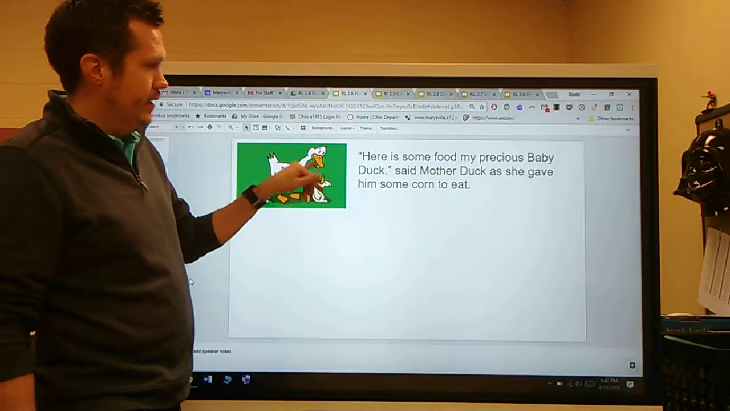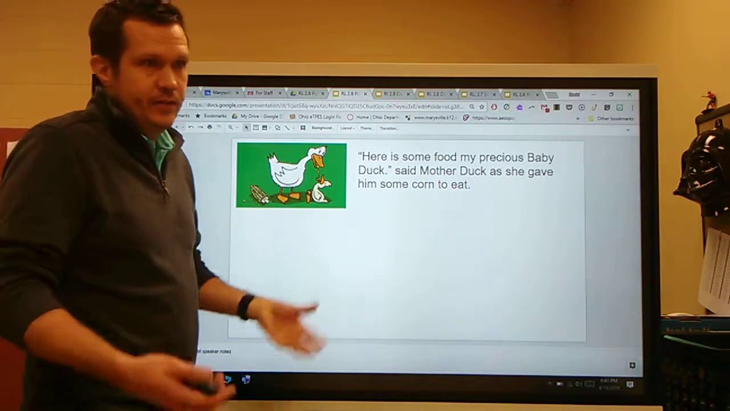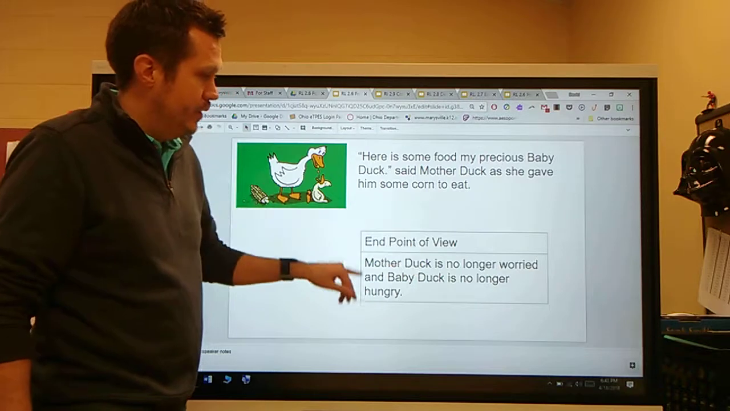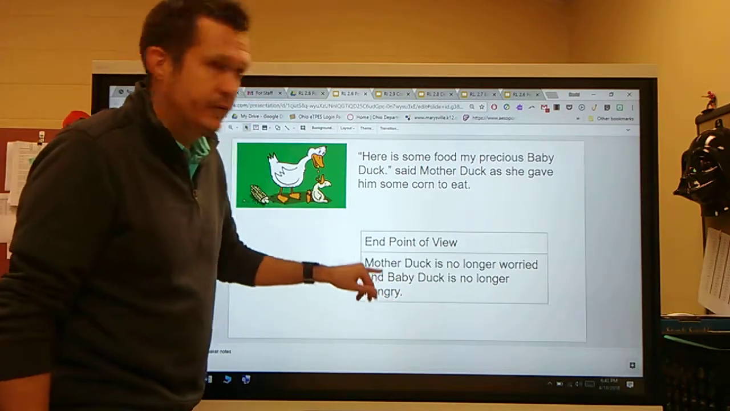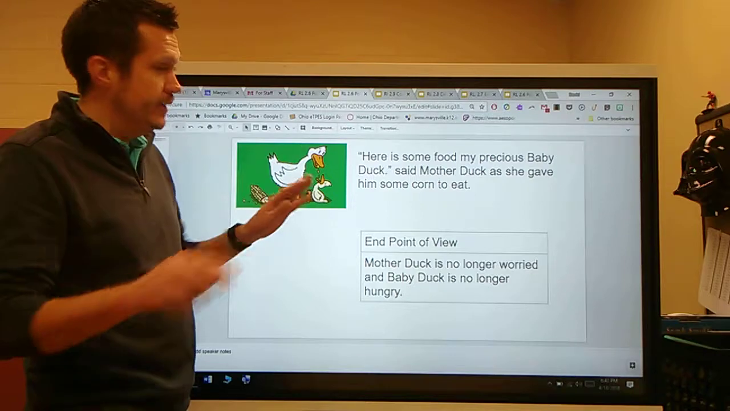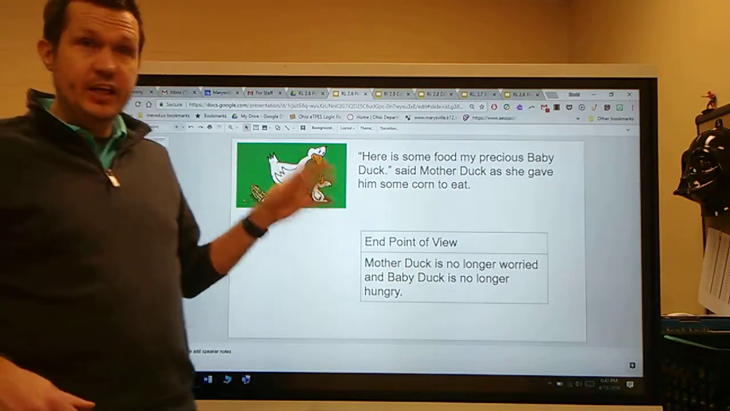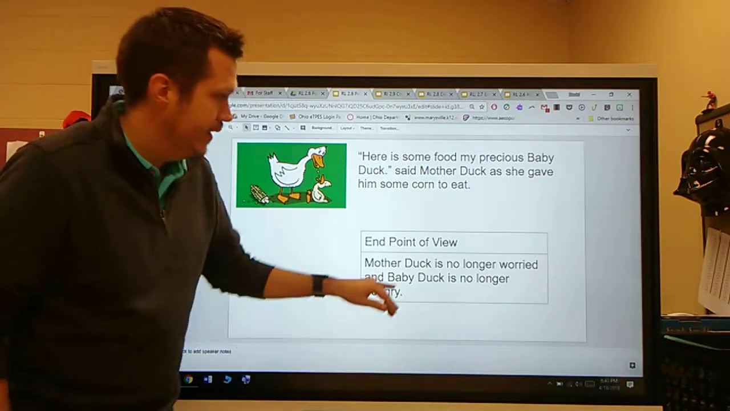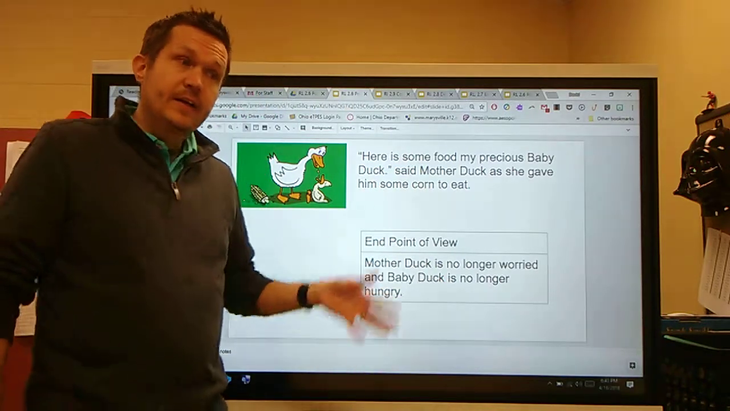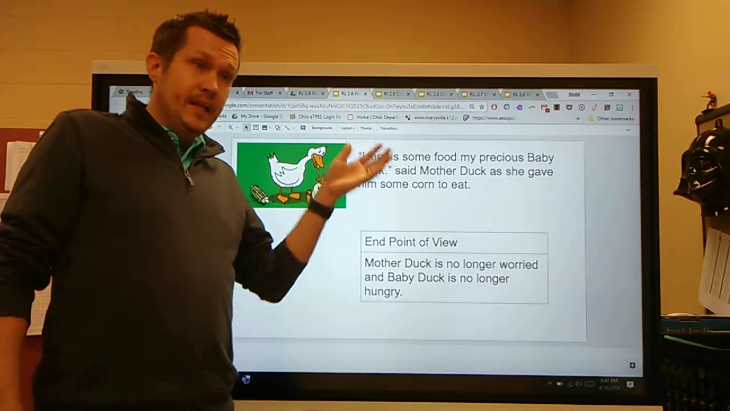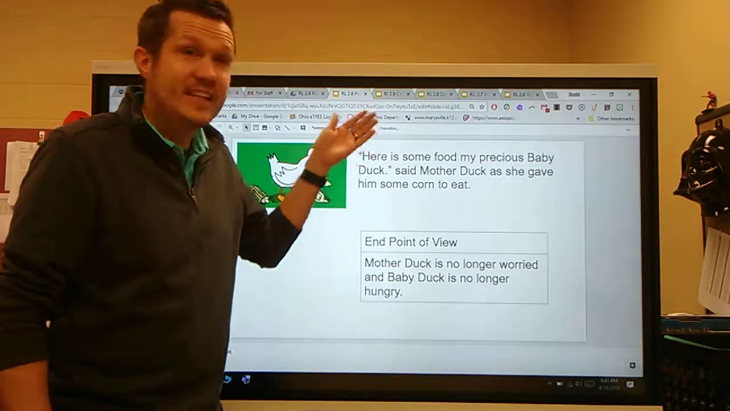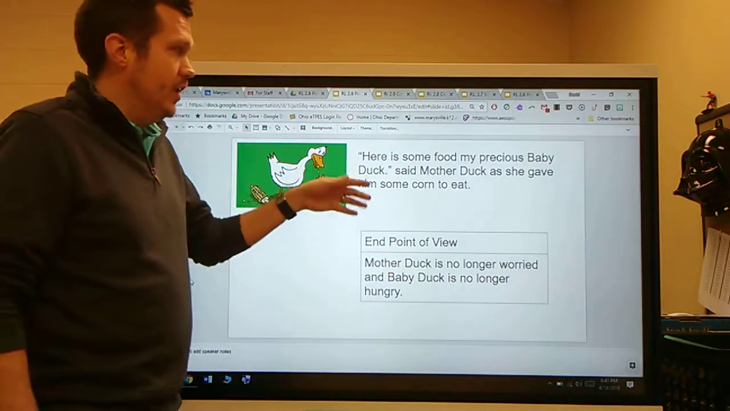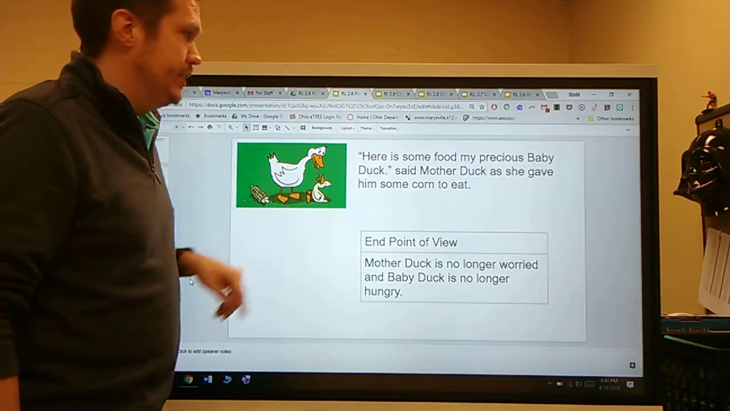And I can tell that Mother Duck's probably kind of happy that she's giving her baby duck something. So let's see. At the end of the story, the point of view, Mother Duck is no longer worried. That's her point of view. So she kind of changed. At the beginning of the story, Mother Duck was worried. At the end of the story, she wasn't worried. And Baby Duck is no longer hungry. At the beginning of the story, Baby Duck was hungry. At the end, he was no longer hungry. So you can even see how the point of view changed for both characters. And we use clues to figure all of that out. We use the dialogue and the pictures.